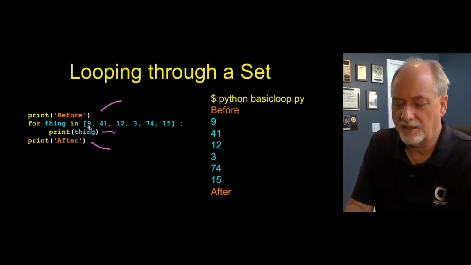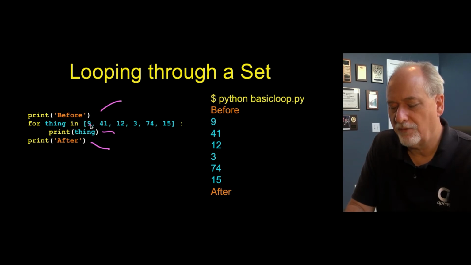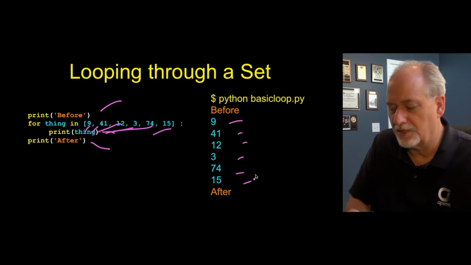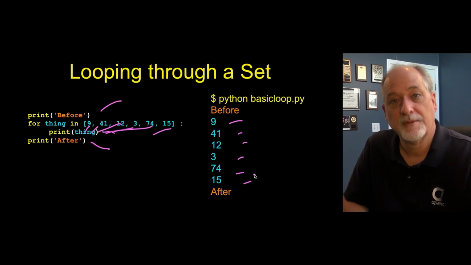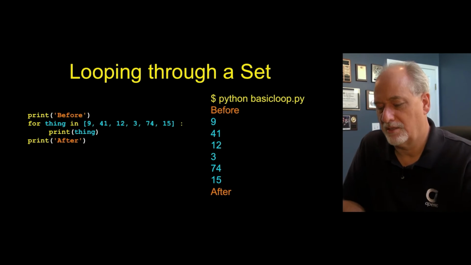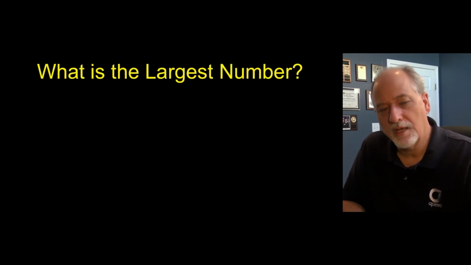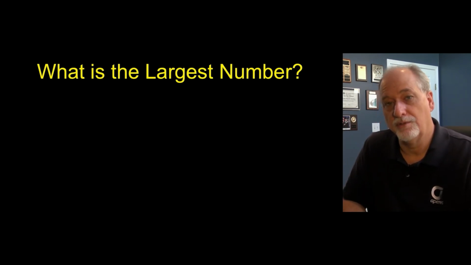In this case, thing is our iteration variable, because I'm using mnemonic variables now. So it's going to run 9, 41, 12, 3, 74, and 15, and print these things out. It runs this loop 6 times, and away we go. Now this loop does nothing except print stuff out. Of course, I like to do that first, always print things out to make sure that my brain is functioning.